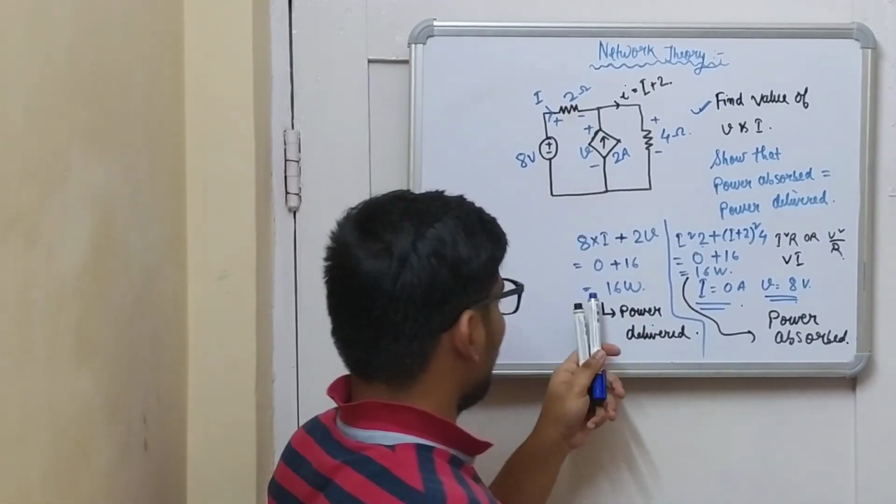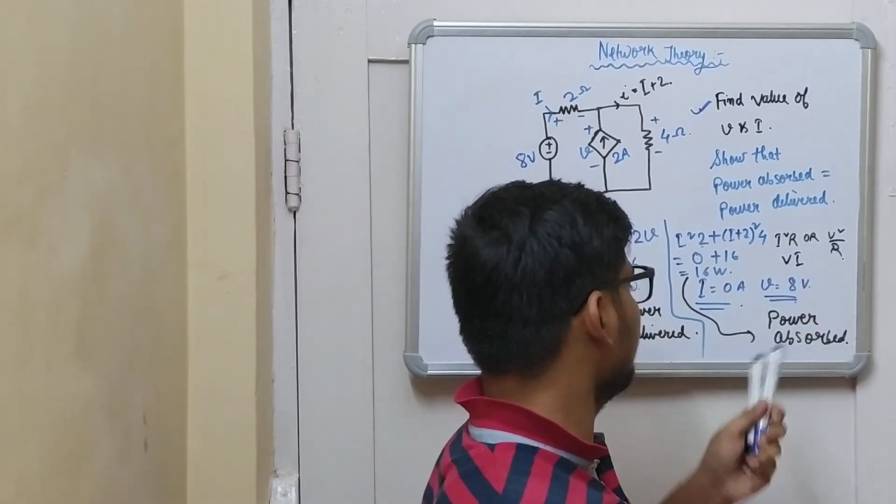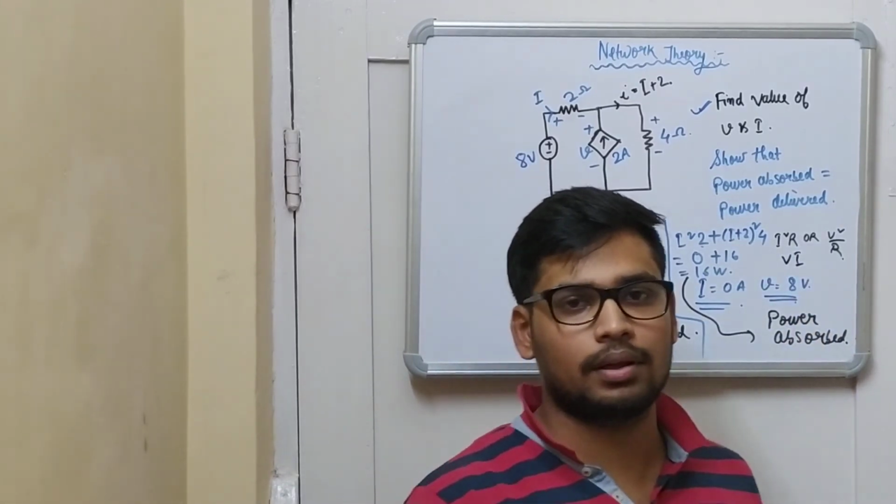So we have found power delivered is 16 watt and power absorbed is also 16 watt. It's proved. I have shown that power absorbed by any circuit is equal to the power delivered.